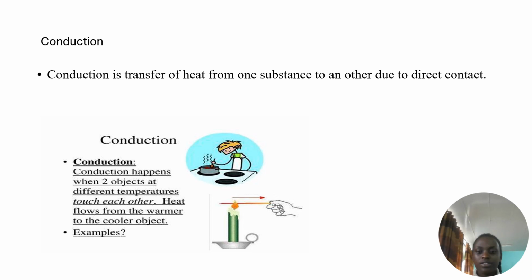For example, the iron and the clothes. When we are ironing the clothes, the heat is transmitted directly from the iron to the clothes. Here we have a picture which shows how the conduction process works.